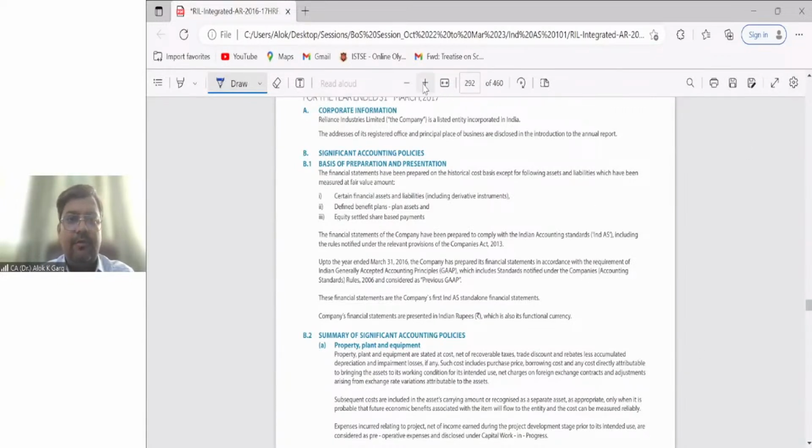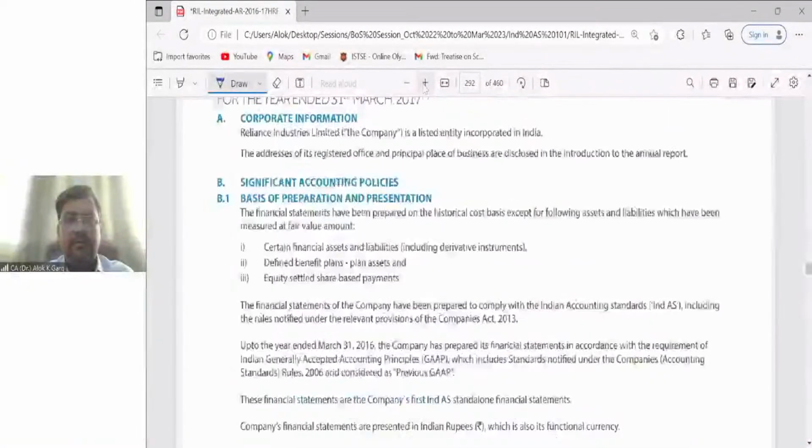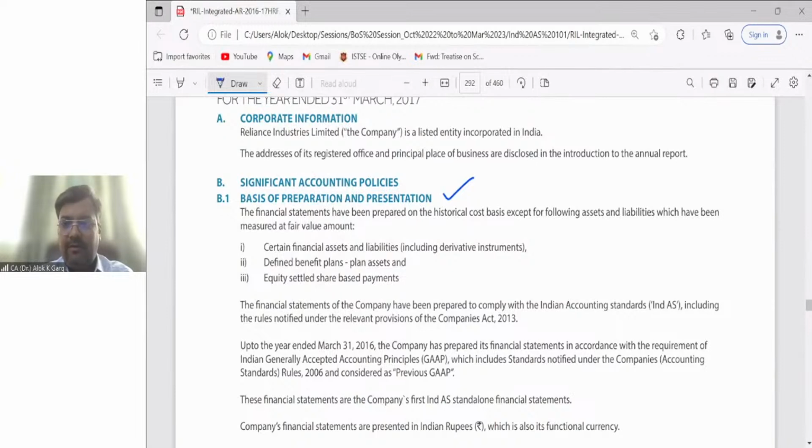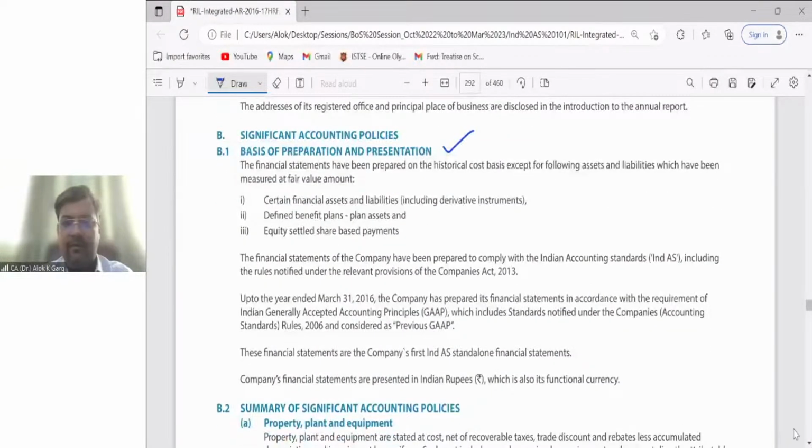Please read this note. Basis of preparation and presentation. Read the note from this para. Up to the year ended 31st March 2016, the company has prepared its financial statement in accordance with the requirement of Indian GAAP, Indian Generally Accepted Accounting Principle, which includes standard notified under the company's AS rules and considered as previous GAAP.